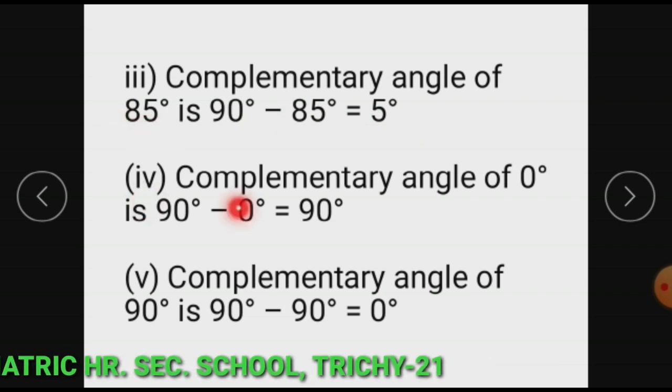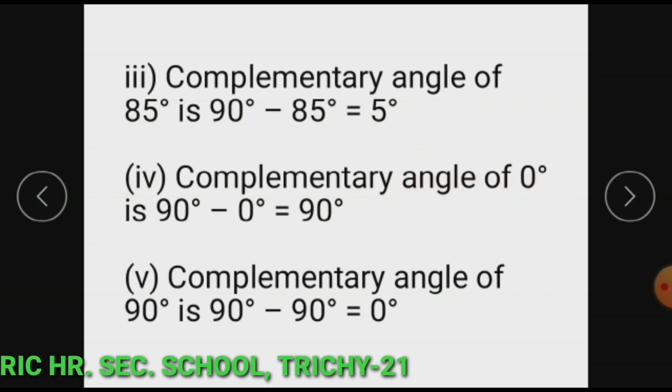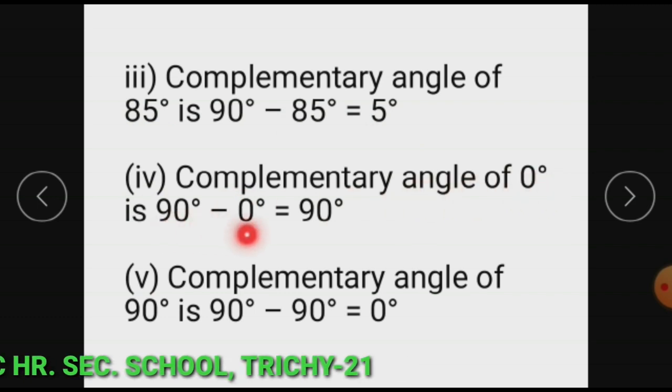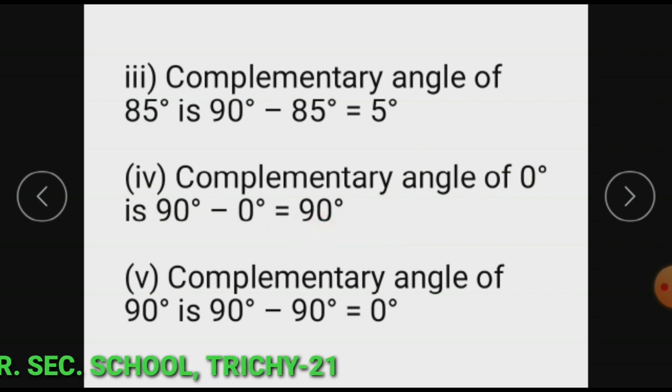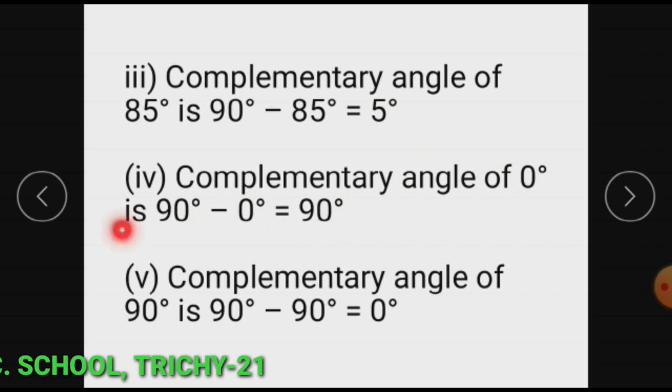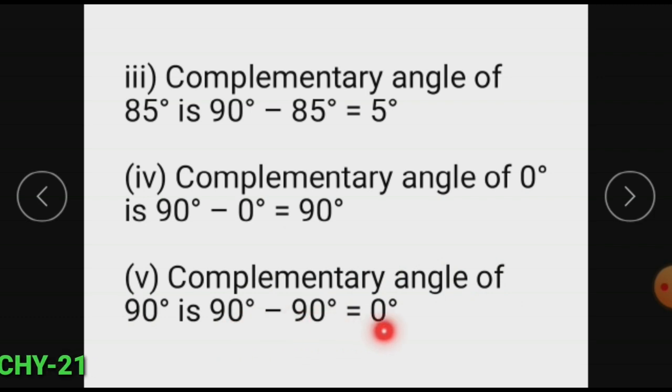Subdivision 4. Complementary angle of 0 is 90 degree minus 0 degree equal to 90 degree. So 0 is the complementary angle of 90 degree. Subdivision 5. Complementary angle of 90 degree. 90 degree minus 90 degree equal to 0 degree. Here 0 is the complementary angle of 90.